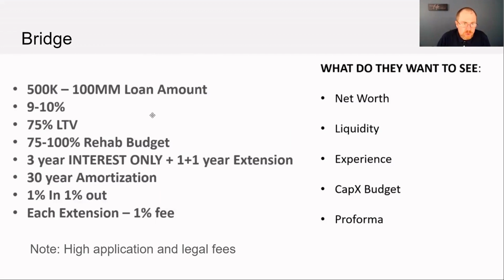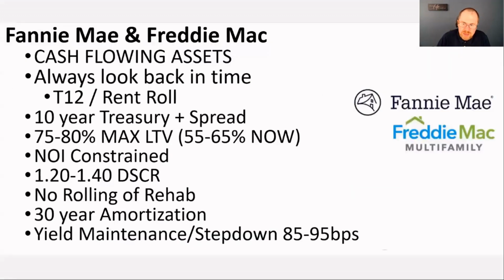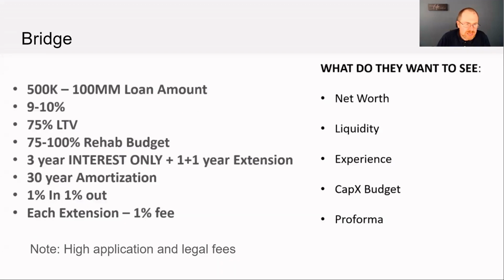Bridge loans could be very large, with higher interest rates. These days it's about 6, 7%. A real bridge loan on a more distressed asset, very quickly you're going to hit 9, 10% for sure. They will do 75% loan to value on the purchase of the asset, and they will finance your rehab or capex budget between 75 and 100% of it.